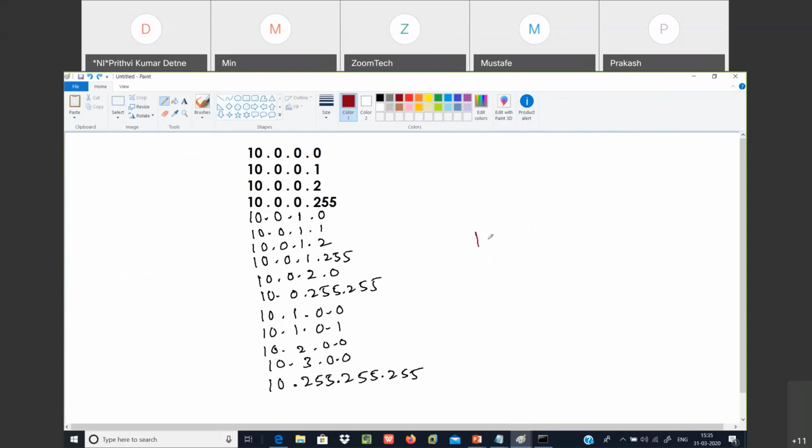16777214 IP addresses. Actually 2^24, but two IPs are subtracted. Why are two IPs subtracted? One is for the network ID, one more for the broadcast ID. So what is the network ID and broadcast ID? Let me discuss clearly.